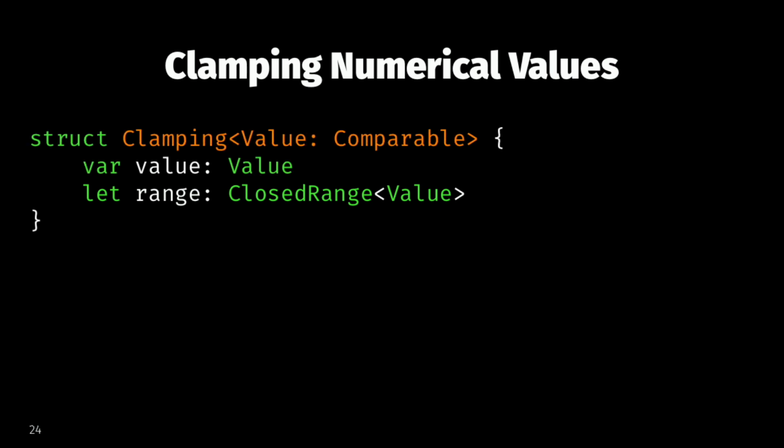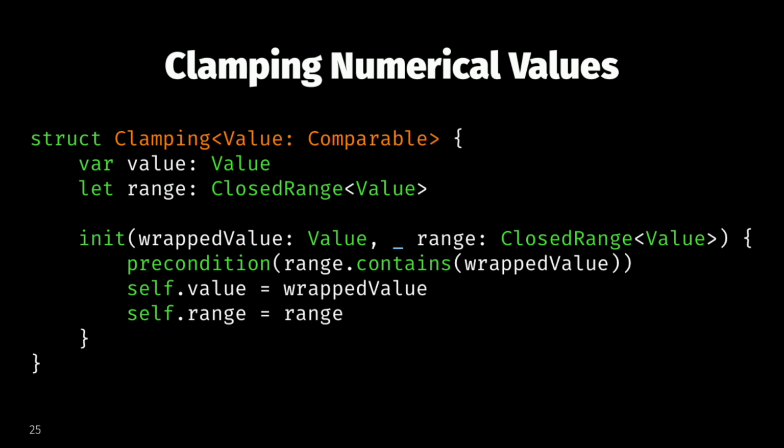So until now, it feels very familiar. Then we are going to add an init. This init takes a value and a range, and we are basically setting the state of the struct, and we just add a precondition to make sure that the initial value is indeed contained inside the closed range, because if it isn't, it's probably a developer error and we want to fail. So we use precondition for this.